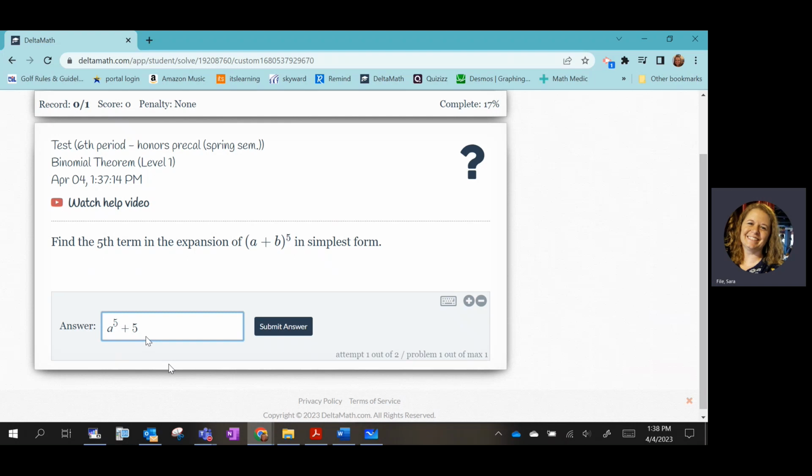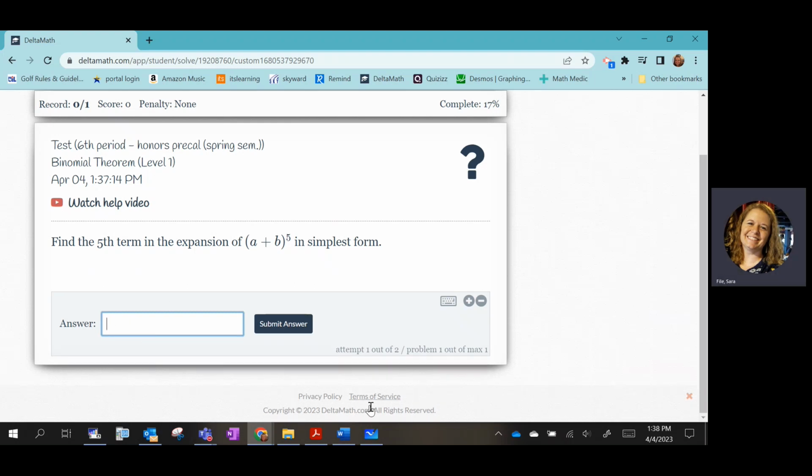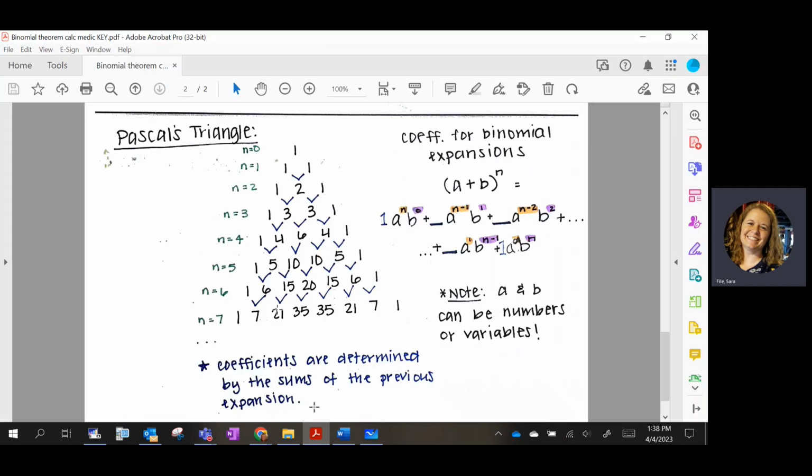Oh, thank you. I didn't even read that. They only want the 5th term. I'll go ahead and write it out so y'all can see it. And then we don't have to do it all. So let's go back to our triangle. Good catch. So the 5th term, 1, 2, 3, 4, 5, is going to be the second to last.